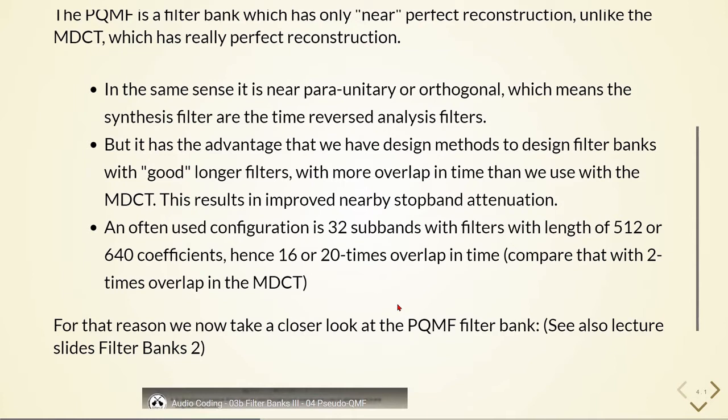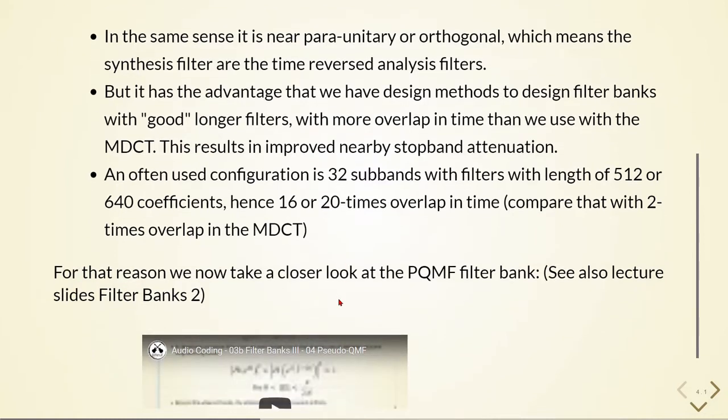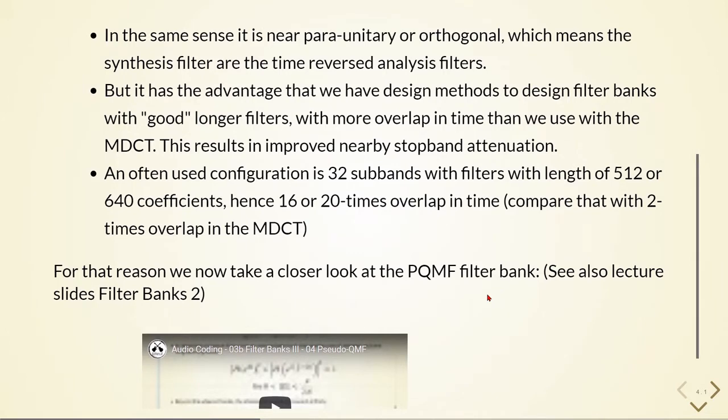An often used configuration for this filter bank is to use 32 subbands with filters with a length of 512 or 640 coefficients, hence 16 or 20 times overlapping time. Compare that with the 2 times overlap in the MDCT. For that reason, we will now take a closer look at the PQMF filter bank.